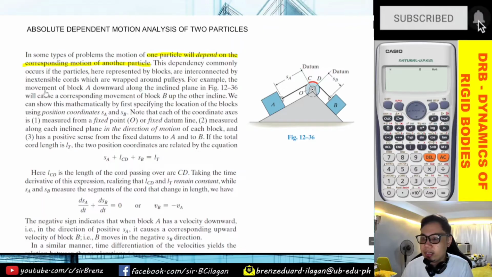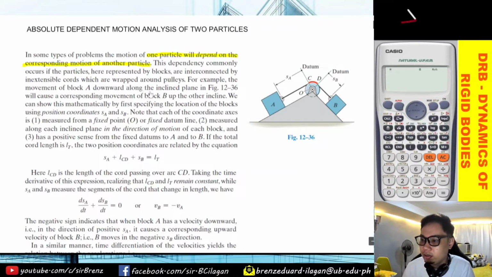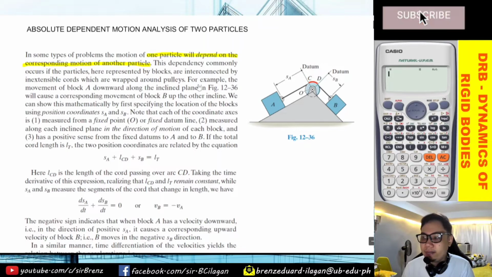So, kapag sinabing inextensible, so ano lang siya, fixed, hindi siya mag-elongate, hindi mo siya mag-shorten, or it will be unaffected by the loads applied. Okay, so it is wrapped around a pulley.